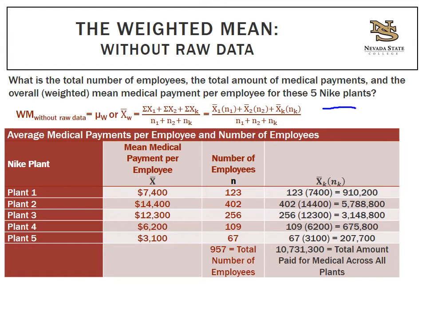So here you see both versions of that weighted mean formula without raw data. If I gave you the sum of X for each group, you could just use this first version, but I did not. You have to take the mean and multiply it by the sample size to get the sum of X for each group. So this is basically what we're doing here.